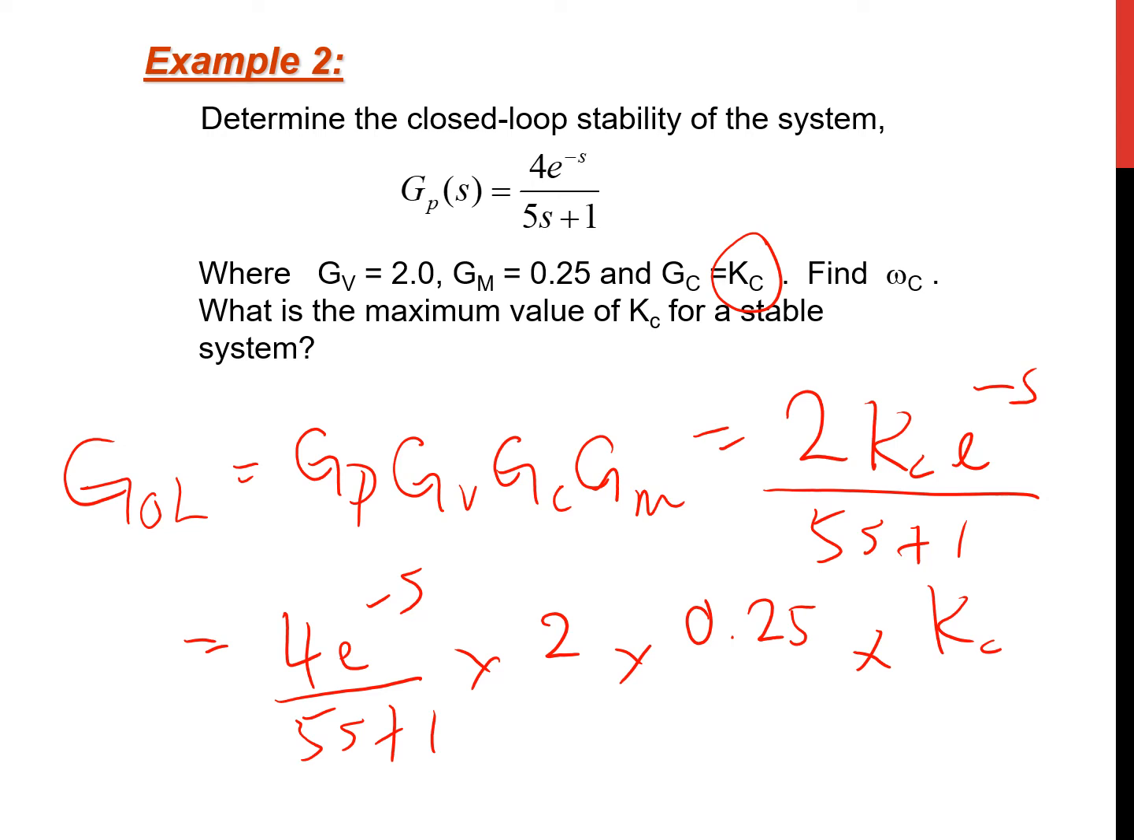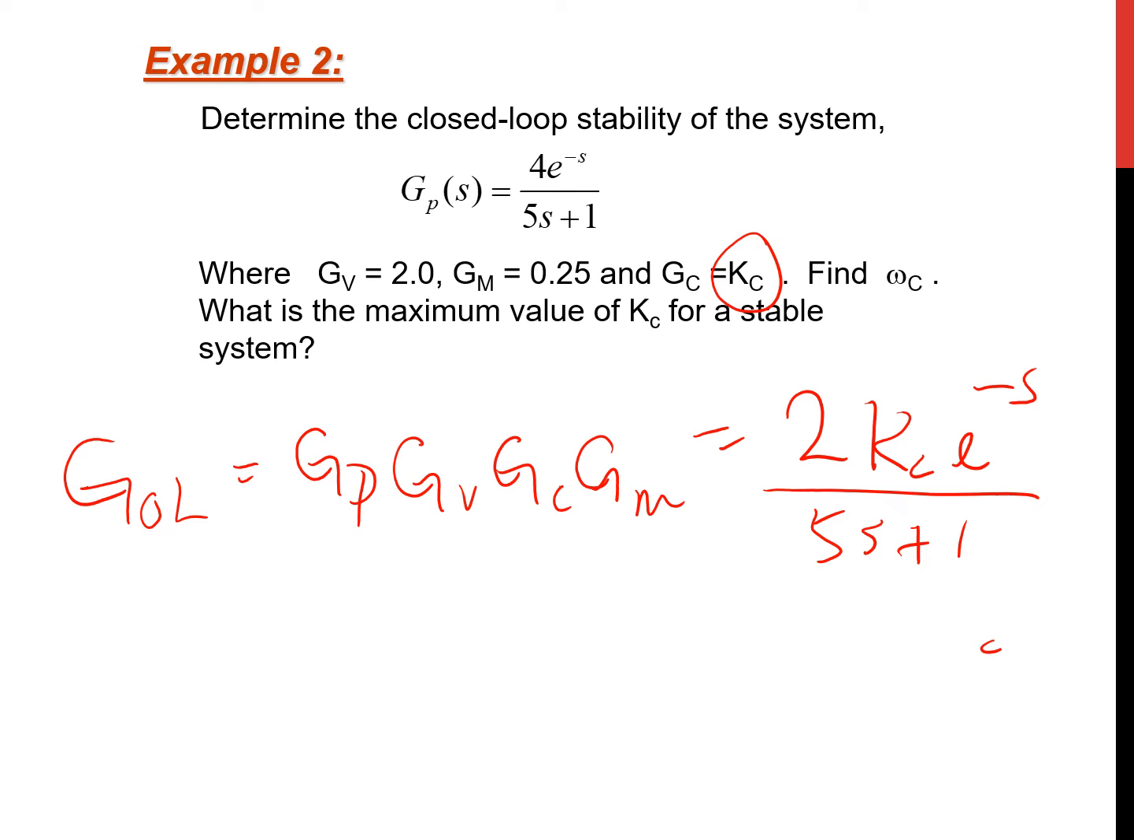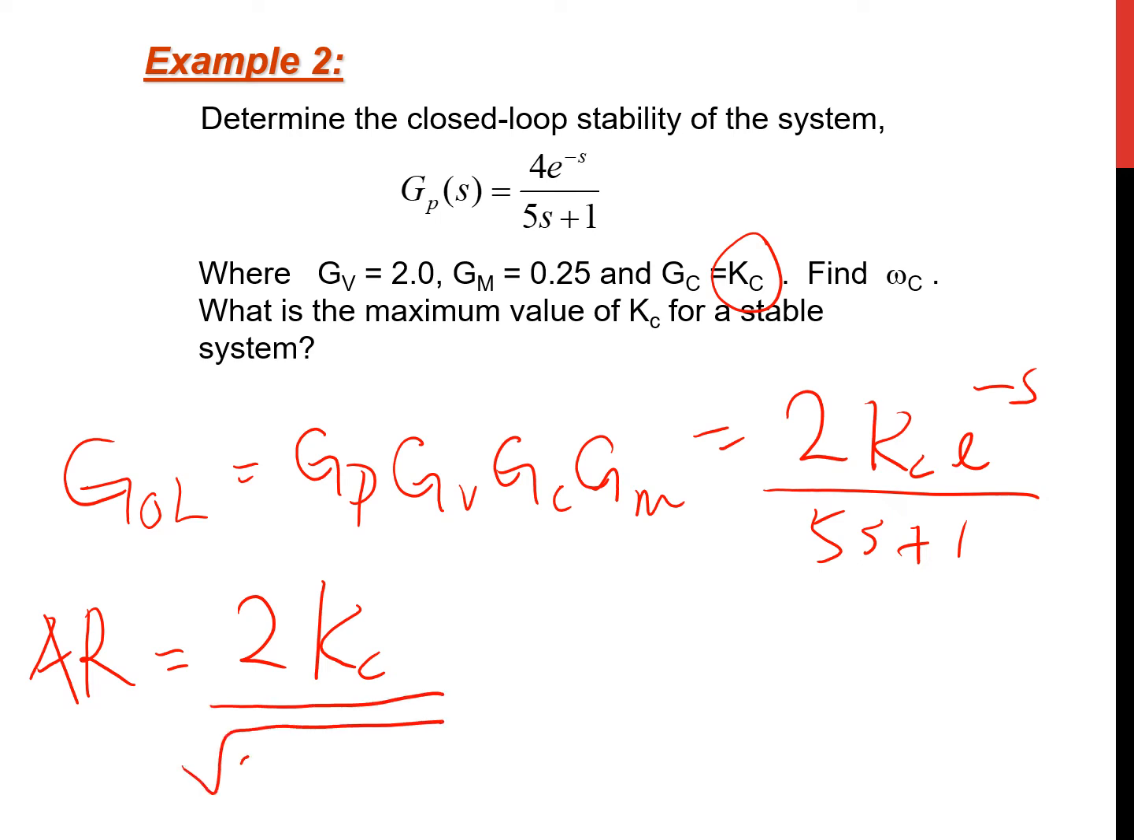So in this case, we will develop the amplitude ratio and the angle. Let me erase this one first. So here the AR will be equal to 2 KC. Exponent negative S become 1 for the AR. 5S plus 1 become square root of 25 W square plus 1. So this is your AR.